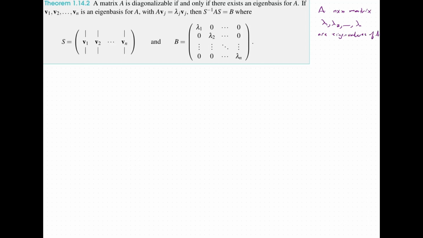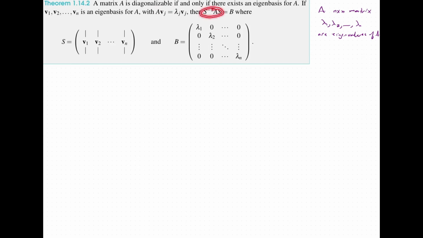And so what the theorem tells us in this notation is that a matrix is diagonalizable if and only if there is an eigenbasis for the matrix A, and if v1, v2 through vn is an eigenbasis for A. Recall that an eigenbasis is a basis composed of the eigenvectors v sub j. In other words, by definition of an eigenvector corresponding to an eigenvalue lambda sub j, we have A times v sub j is equal to lambda sub j, v sub j. And so if we have this, then the diagonalization of A is given in the following way.